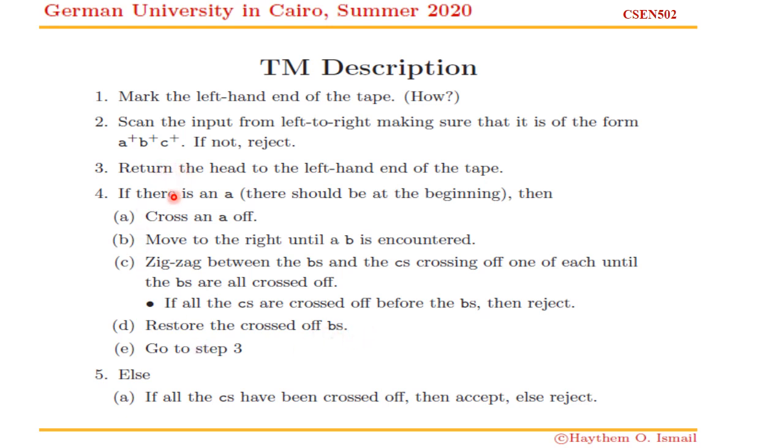You turn the head to the left, look for an a. If there is an a, cross it off, and then you do this again. Now, this else is if you run out of a's. If you run out of a's, you go all the way to the end as we saw, making sure that all the c's have been crossed off. If there are remaining c's, then it means that the number of c's is bigger than the product of the number of a's and b's. In that case, we reject.